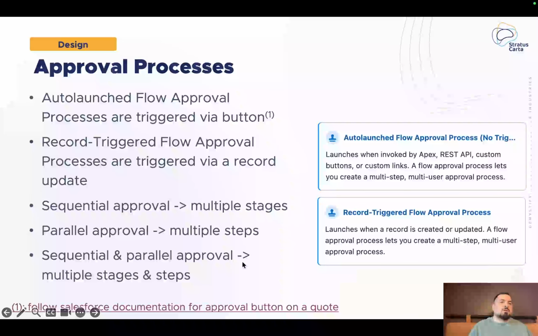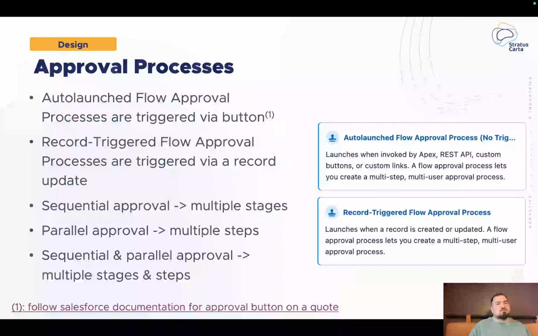As I mentioned earlier, the Advanced Approvals on Core are based on flows. So you have two types of flows for approvals. You have the auto launch flow, which is typically triggered via a button, and there's documentation on the Salesforce documentation on how to create the Visualforce page and the button and how to trigger your flows. I'll attach the links to the video as well. The other type of approvals is through record triggered flows.